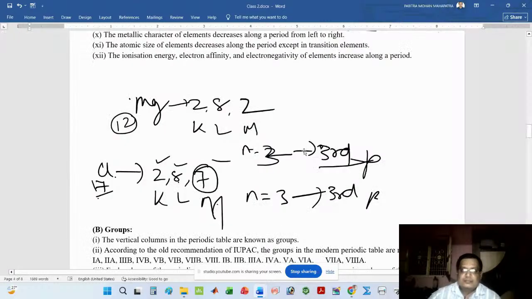Oxygen. Let me explain which period oxygen is present in. At first, write the atomic number. 8 is the atomic number. Draw the electron configuration: 2.